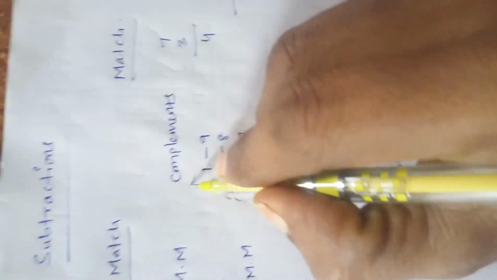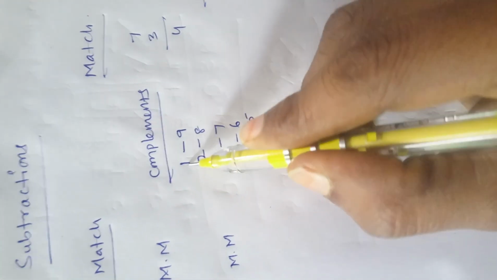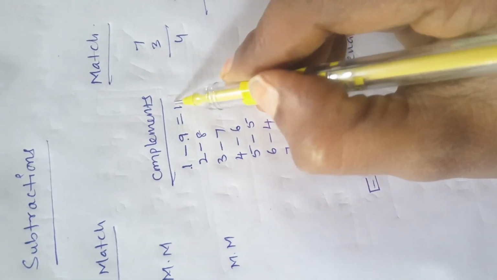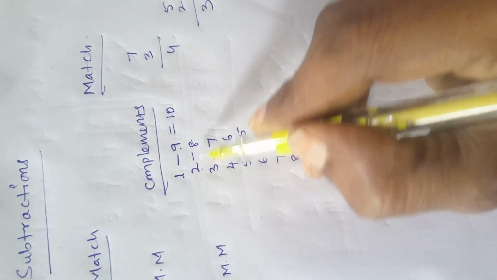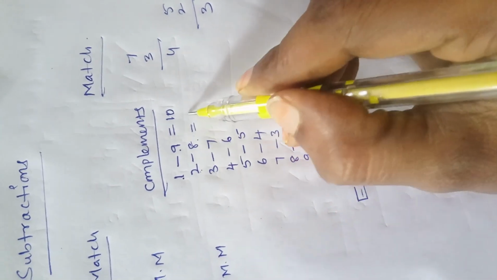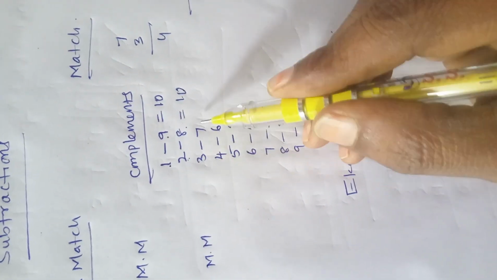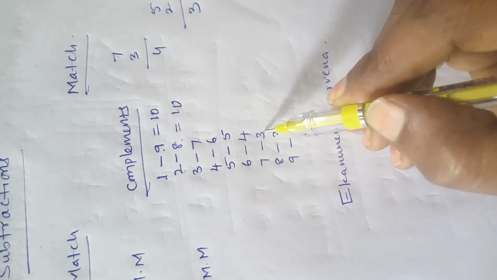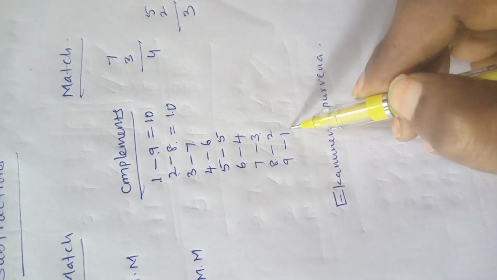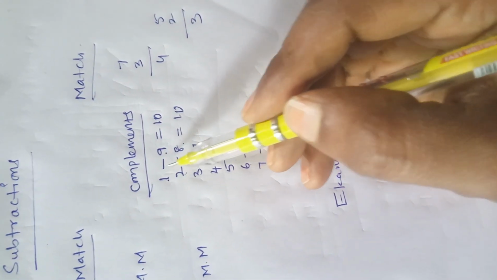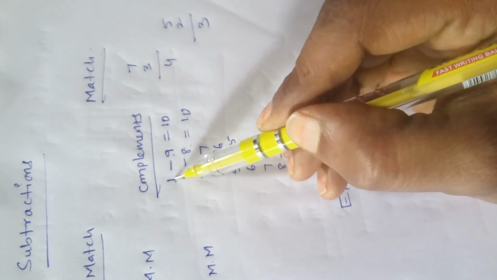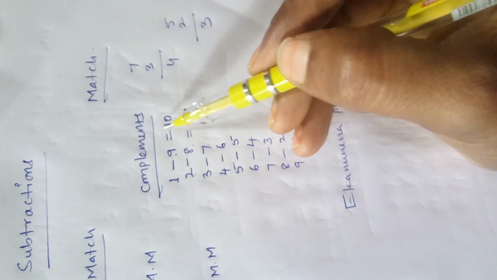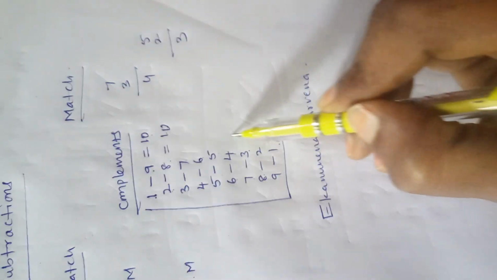And remember one more thing, complements. What is meant by complement? The complement of 1 is 9. That means if you add 1 to 9, you get 10. And what is the complement of 2? That is equal to 8, because 2 plus 8 is equal to 10. These are the complements: 3 complement 7, 4 complement 6, 5 complement 5, 6 complement 4, 7 complement 3, 8 complement 2, 9 complement 1. That means whichever number we add to the given number to make it 10 is called the complement of the given number. You have to remember these complements.